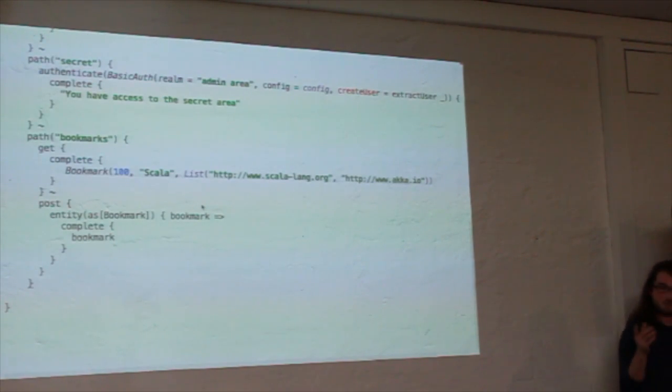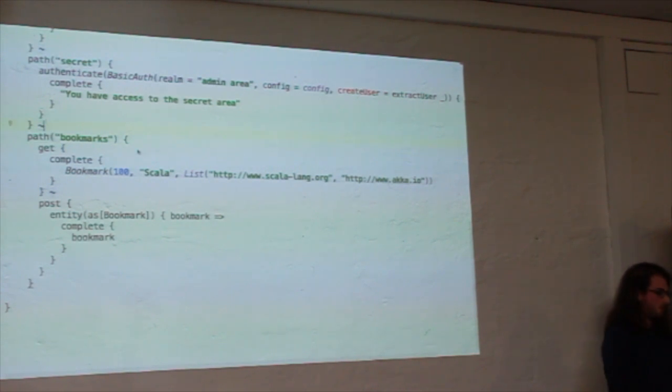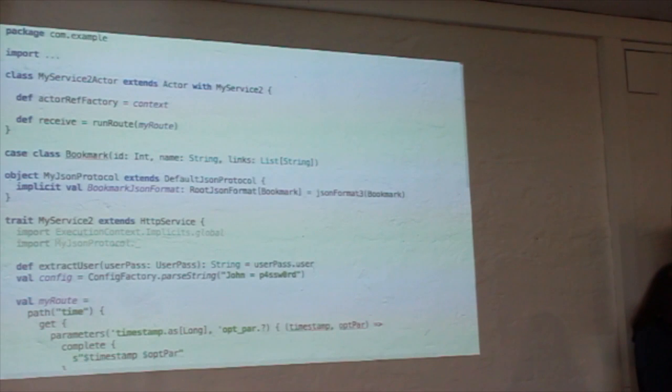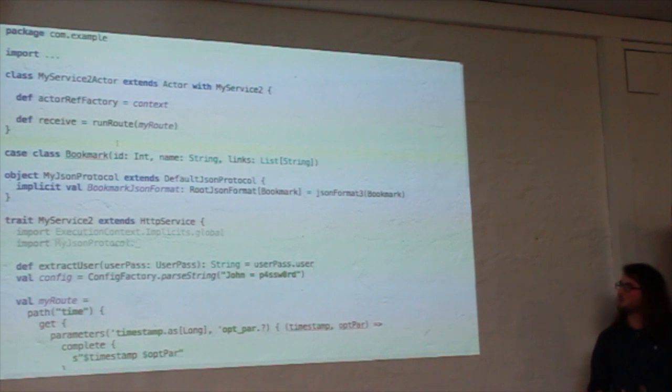The last thing, which refers to the question from before, is marshalling and unmarshalling of objects. So here I have a path bookmarks, and in the case of a GET request, I complete that with a new object that I can create right here. Right up there I have a case class, which is very basic stuff, just an ID integer, name string, and a list of links, all strings.